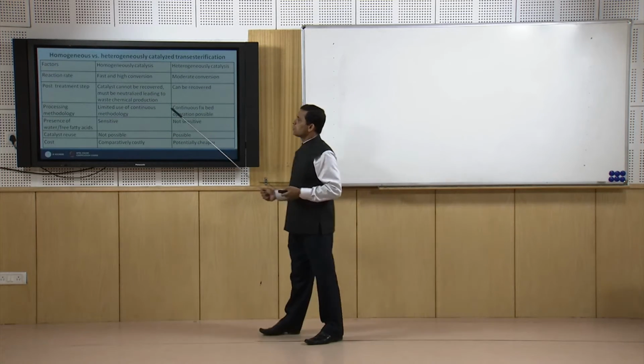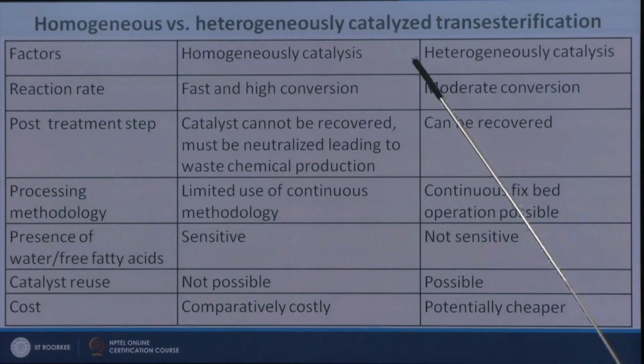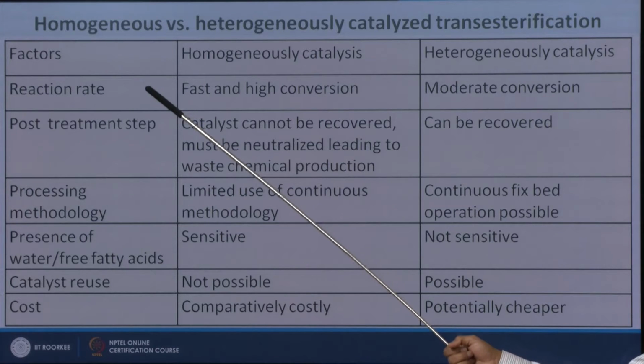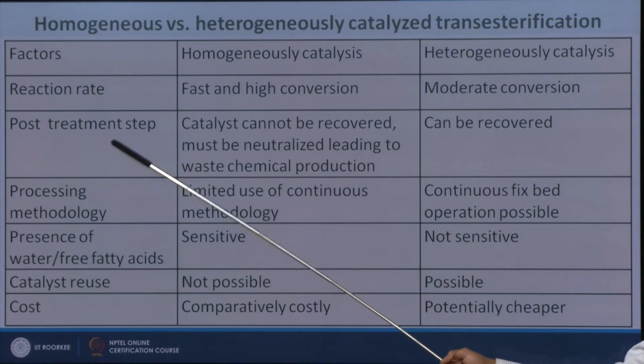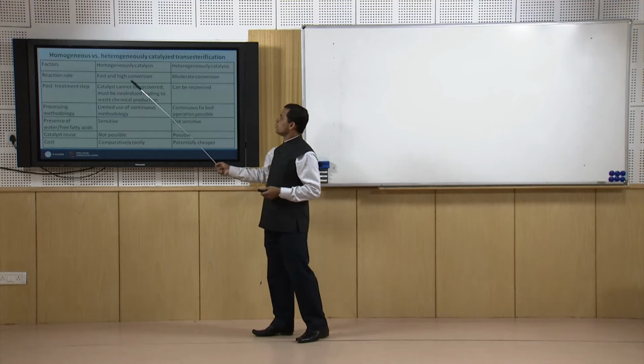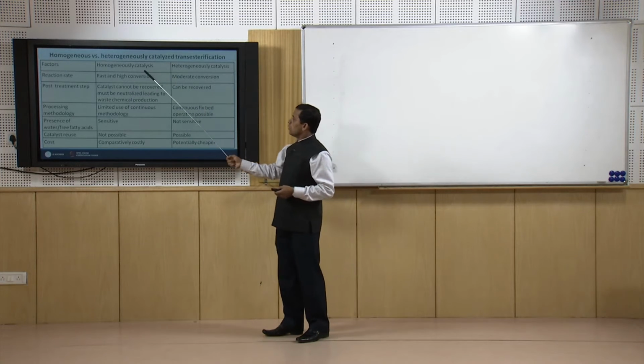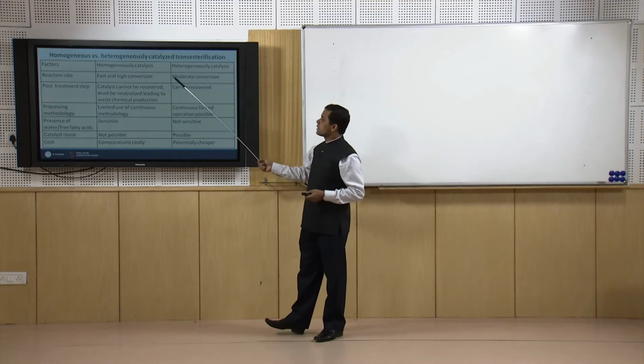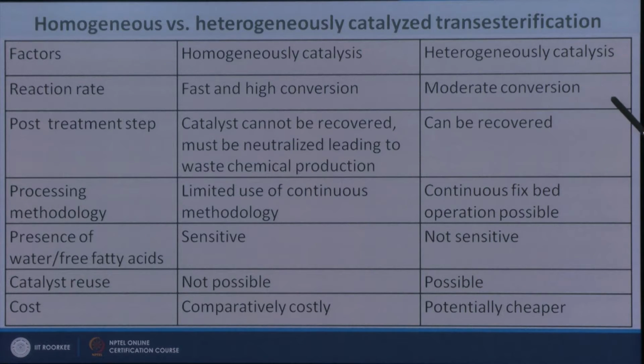Now we will make some comparison between homogeneous versus heterogeneous catalyst for the transesterification reactions. So we have identified some factors, that is reaction rate, post treatment step, and then processing methodology, presence of water, fatty acids, and catalyst use and cost. So on the basis of these parameters, we see the homogeneously catalyzed and heterogeneously catalyzed are having advantages and disadvantages in some cases.